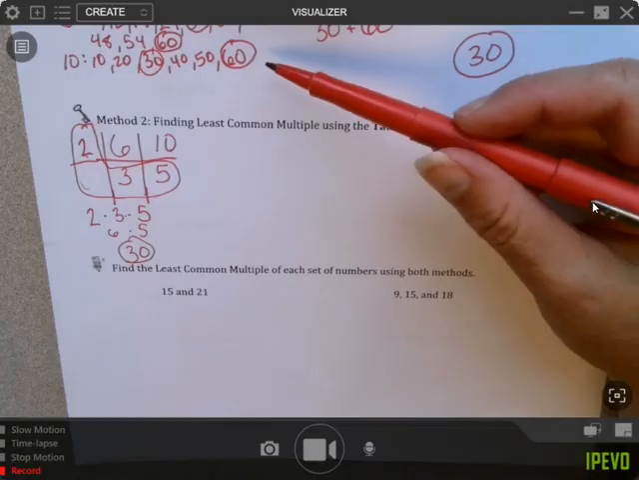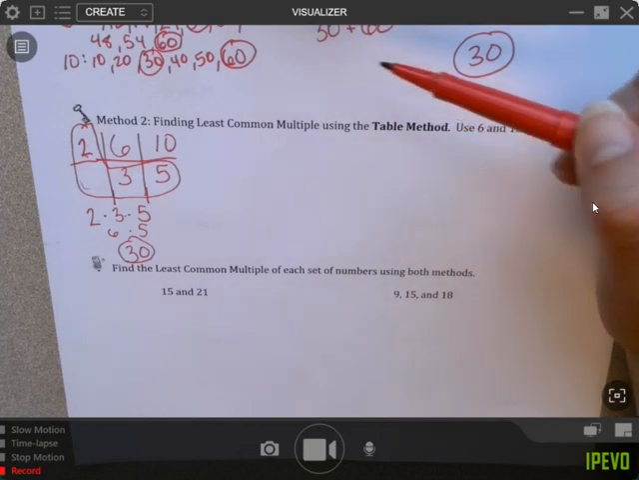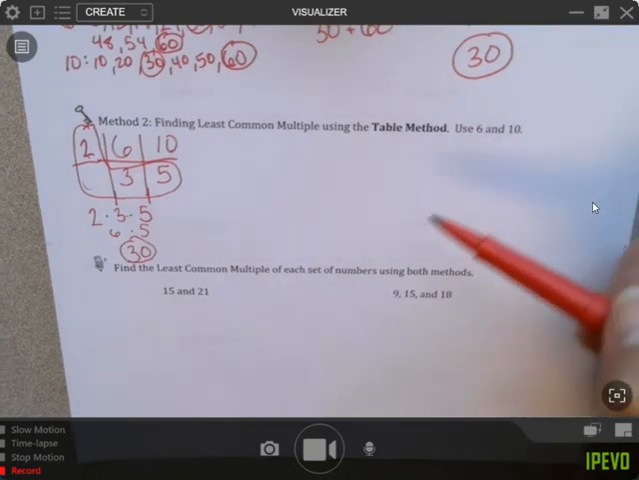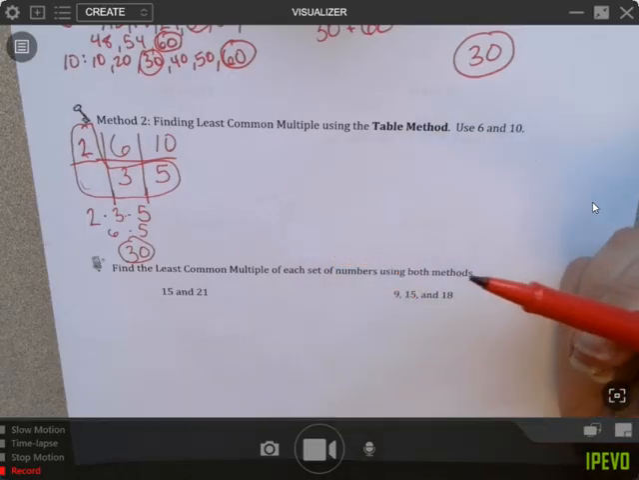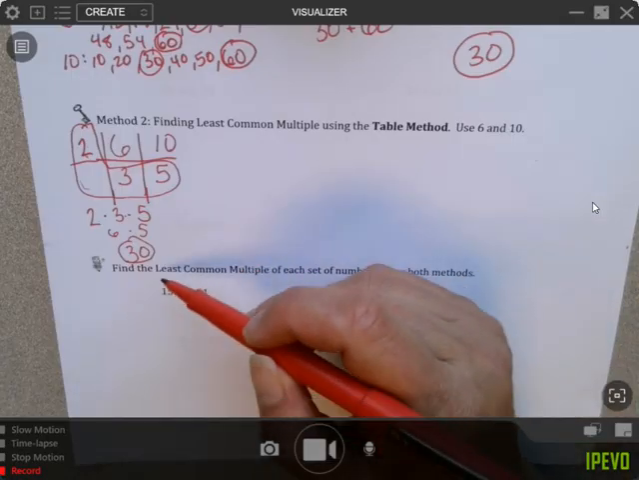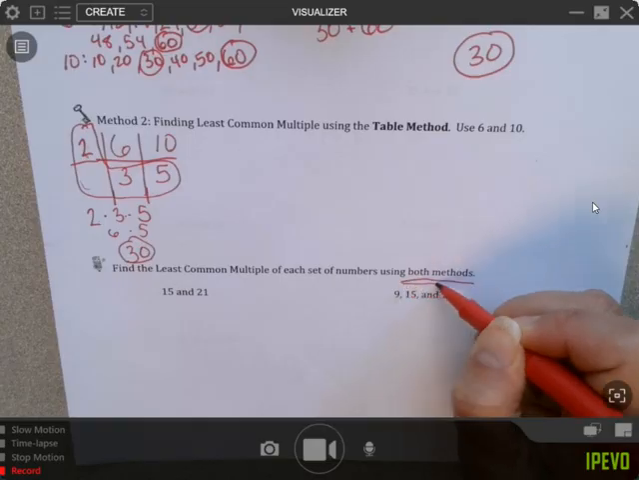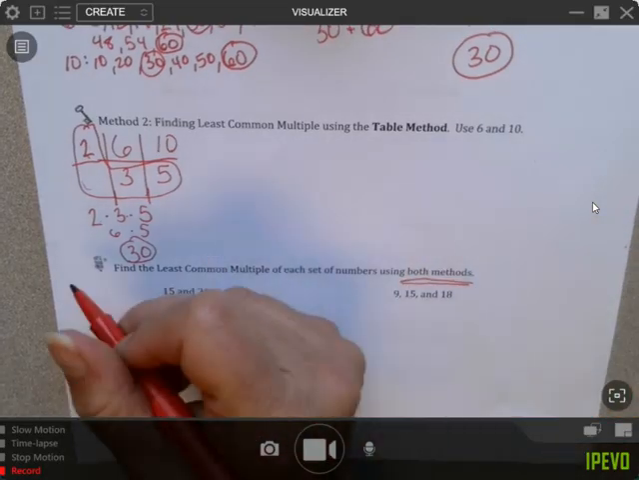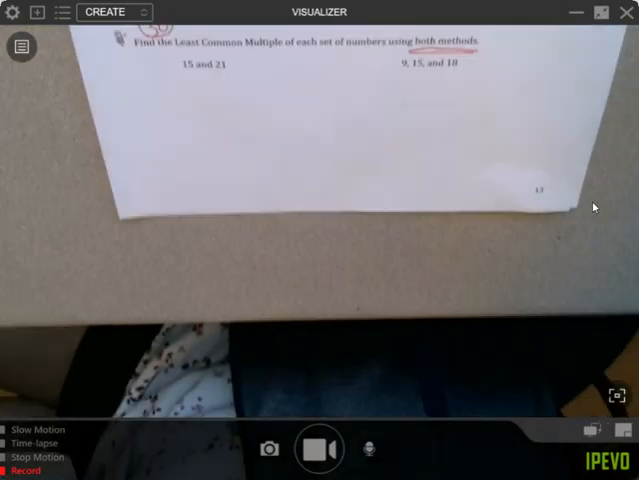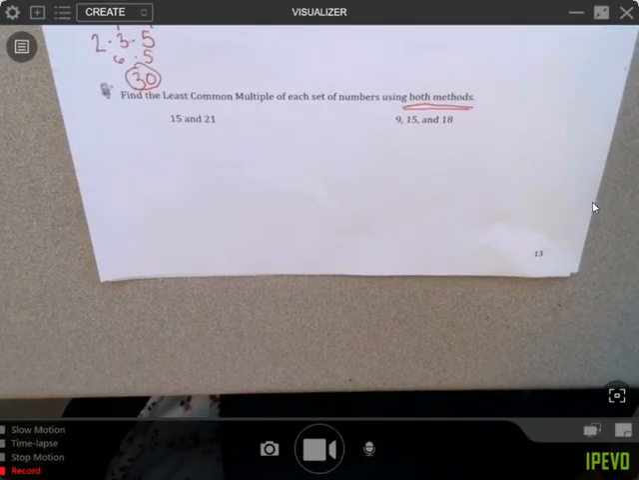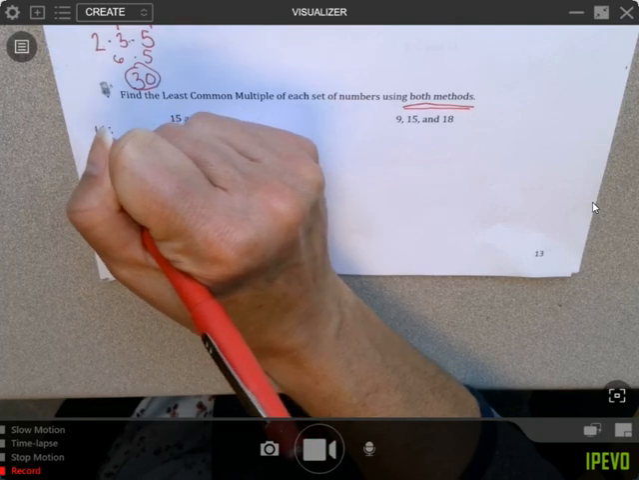We get how to do the listing method, right? That one's pretty basic. List all their multiples, find the common multiples that they have, find the smallest one. It's the table method that's a little bit more new for us, so we're going to do a couple of those together. So down here it says find the least common multiple of each set using both methods. So we need to first do our listing method with 15 and 21.